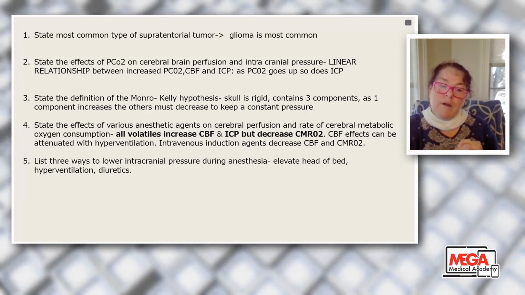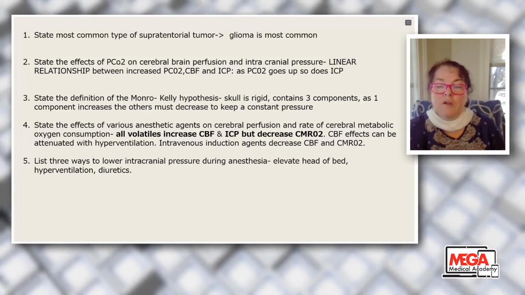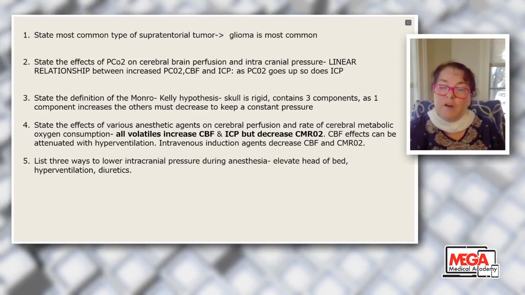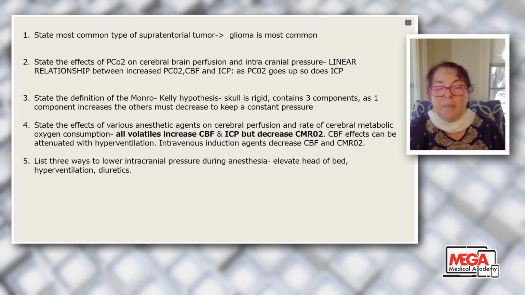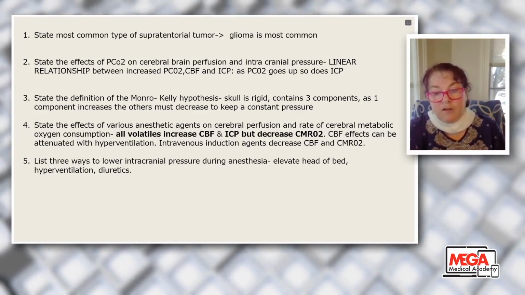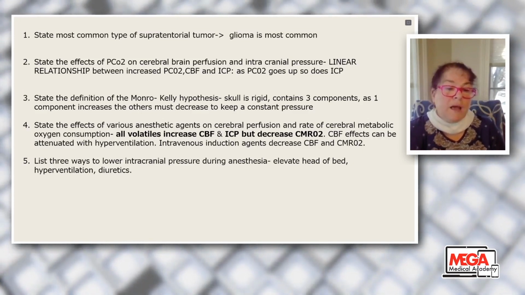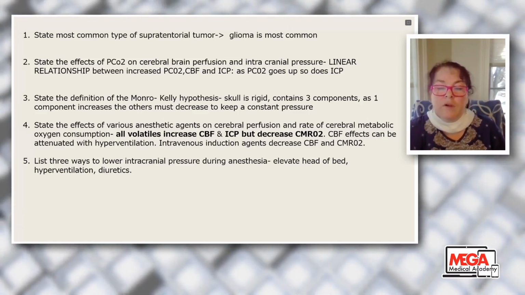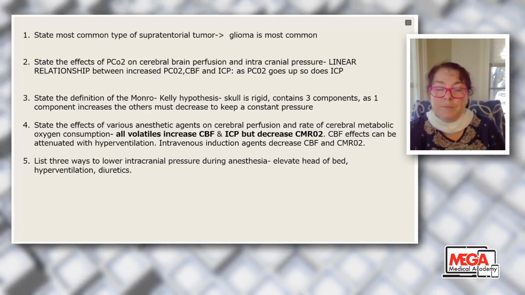Number 4, state the effects of various anesthetic agents on cerebral perfusion and the rate of cerebral metabolic oxygen consumption. The important thing here is that all volatiles will increase your cerebral blood flow and ICP, but decrease your metabolic rate of oxygen consumption. Cerebral blood flow effects can be attenuated with hyperventilation. IV induction agents will decrease cerebral blood flow and decrease your metabolic rate of oxygen consumption.